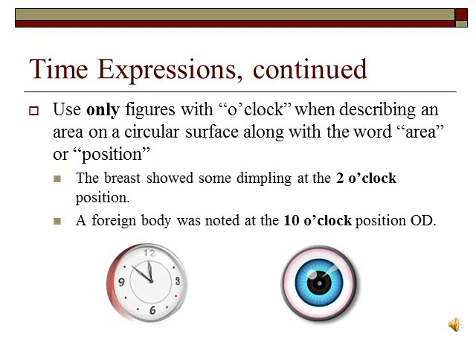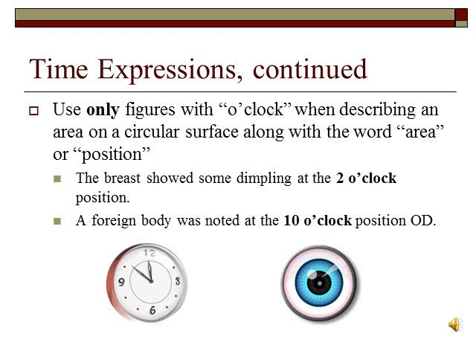Many times, dictators may reference a clock face when they're talking about an anatomical area that is round, such as the breast or the eye. Those are the 2 most common. And this is just to pinpoint where in this circular object something is. So such as the breast showed some dimpling at the 2 o'clock position. Everybody can get in their mind where this dimpling is, right? You see the clock, 2 o'clock, you know where it is. So that is transcribed out as the number 2 and then o'clock spelled out.